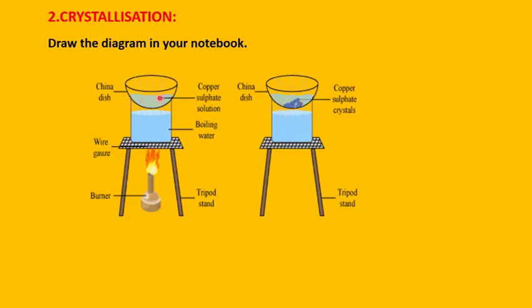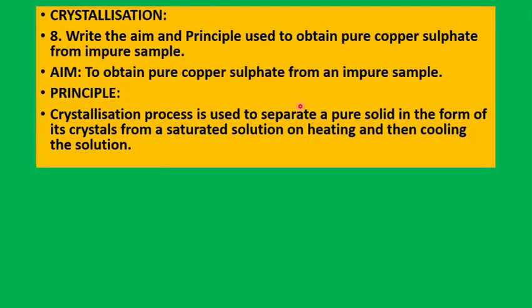So first you have to make a saturated solution of copper sulfate. You have to go on dissolving copper sulfate in the water till no more copper sulfate dissolves. That is known as saturated solution. When you heat it, afterwards you can see the pure crystals of copper sulfate form. This is a pure form of any salt which can be obtained.